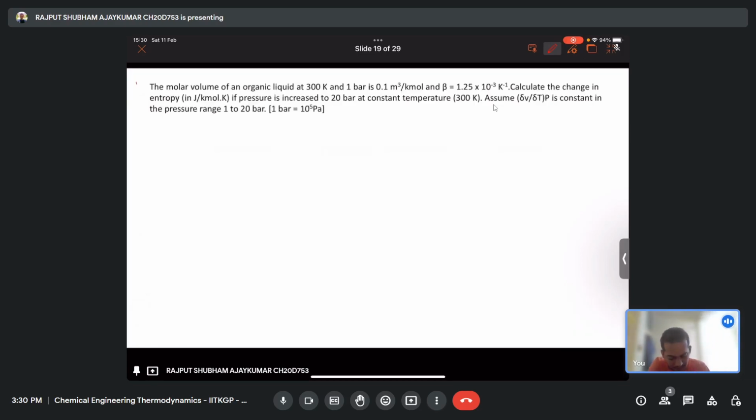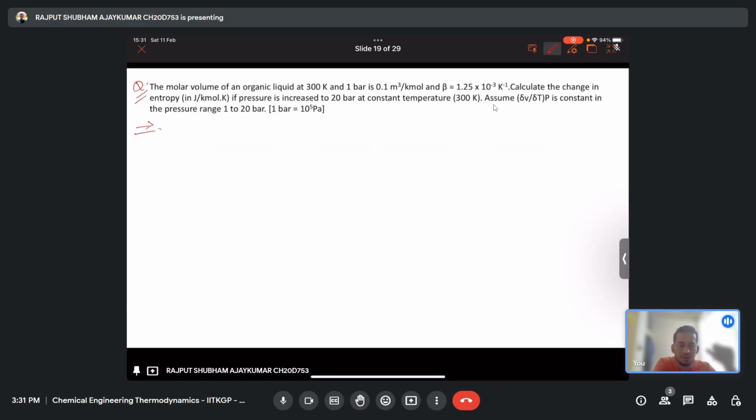Yeah. So now we'll solve some of the numericals related to the week one and week two content. Till now we have been solving the MCQs, but now I will try to solve some numericals. So what has been given here is that the molar volume of an organic liquid at 300 Kelvin and 1 bar is 0.1 meter cube per kilomole, and beta, that is volume expansivity beta. So there are two different terms, beta and gamma, right? You might have gone through the lecture notes, you have seen beta and gamma.